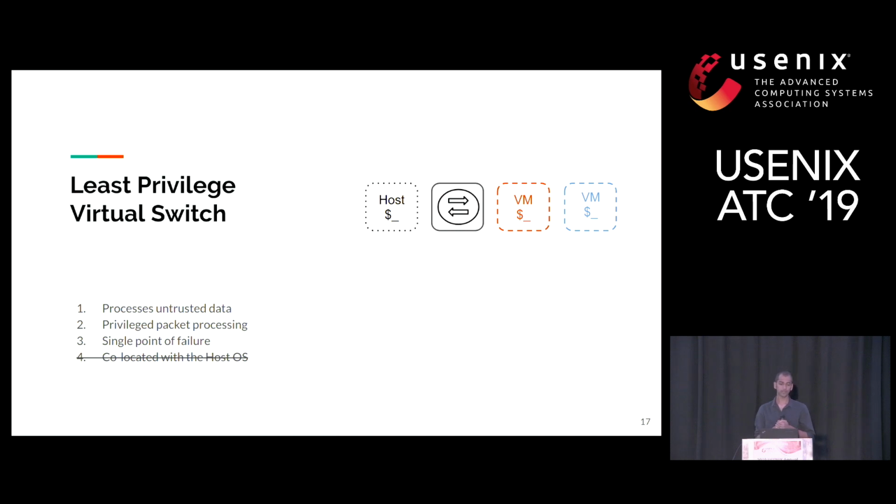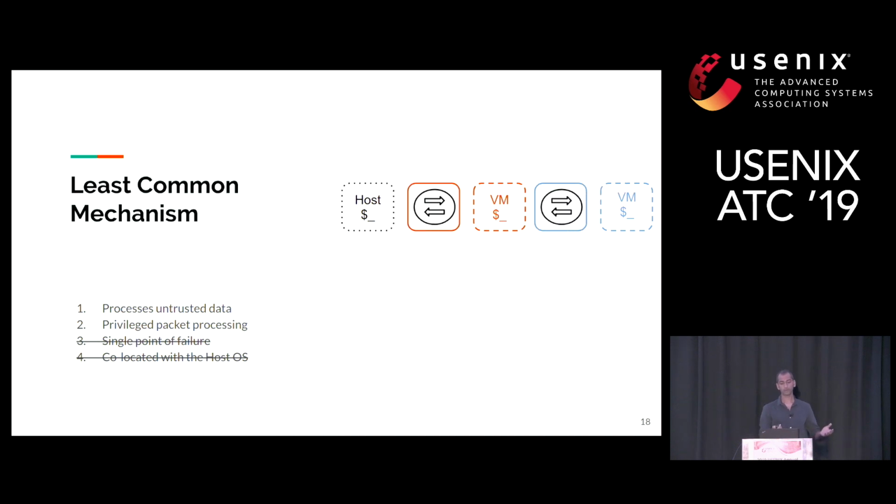The first one is a least privileged virtual switch, which addresses the problem of co-locating the vSwitch with the host. We move the vSwitch out of the host and into a virtual machine, so even if the vSwitch VM is compromised, the host is not. To address the single point of failure, we have the least common mechanism. We create multiple vSwitch VMs, so even if one vSwitch VM is compromised, the compromise is restricted to that specific tenant's VM. This also has the benefit of reducing tenant-specific virtual network configuration.